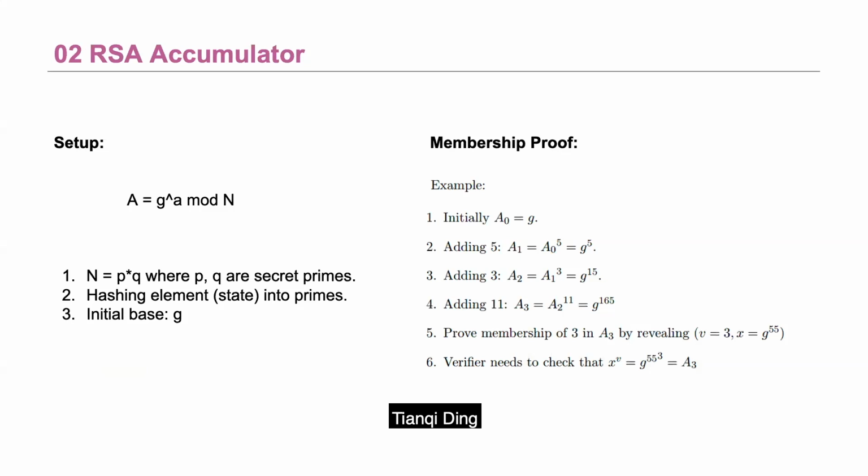First, we need to choose a modulus n, which is the product of two secret primes, and we need a hash function to map our elements to primes. Then we initialize the accumulator with the initial base g, so we can add something to the accumulator by raising the current accumulator to the value we get from the hash function.